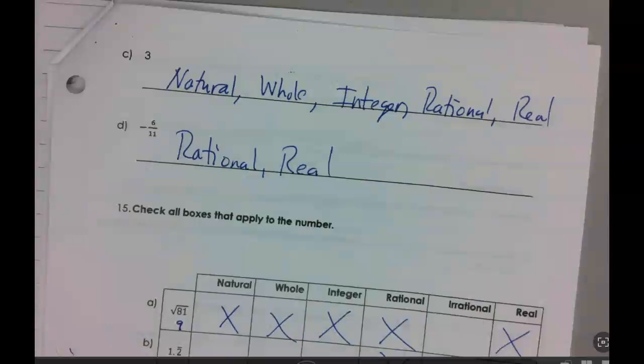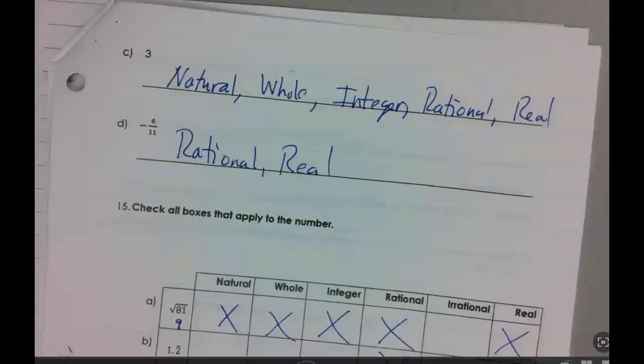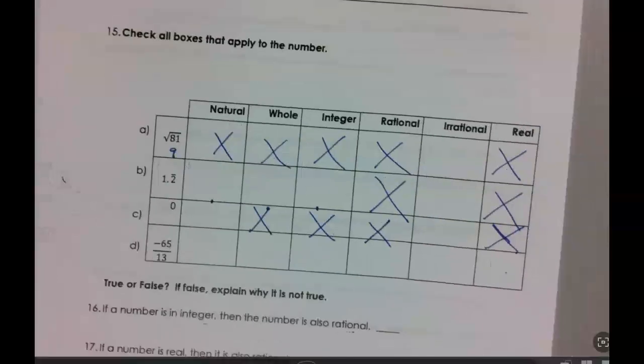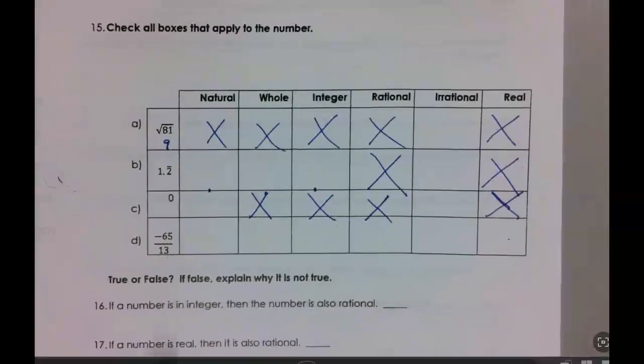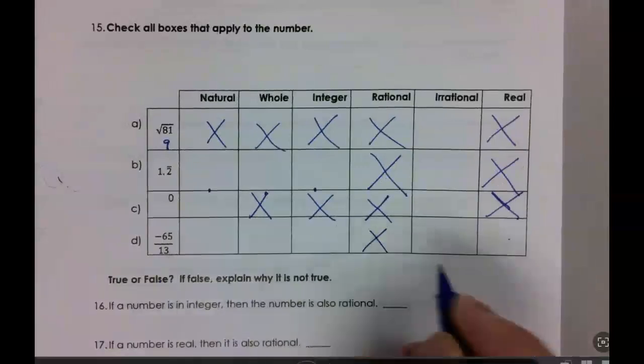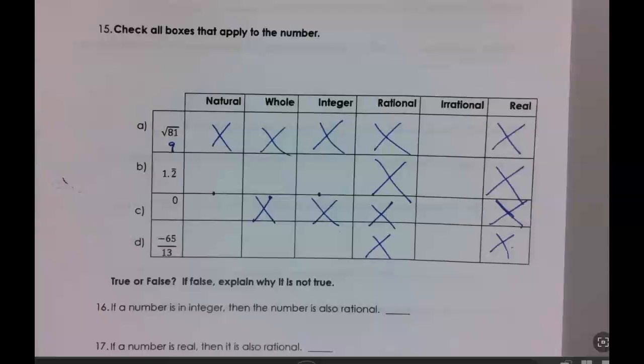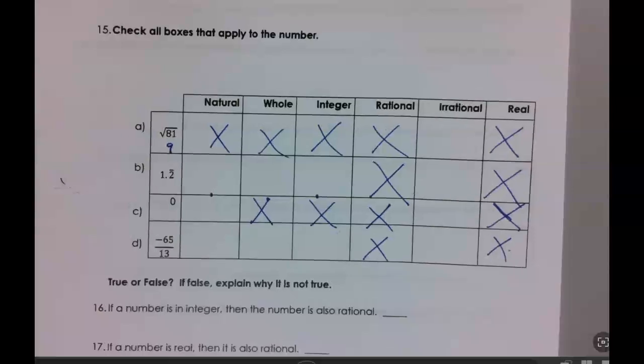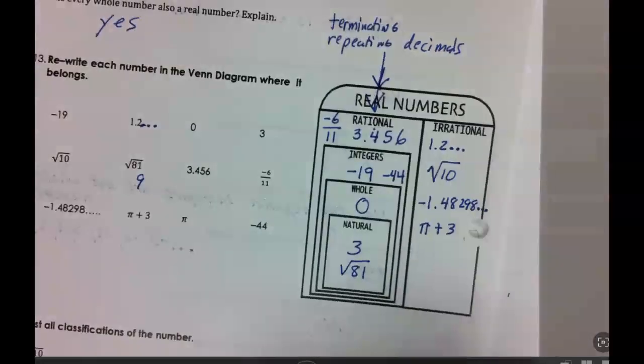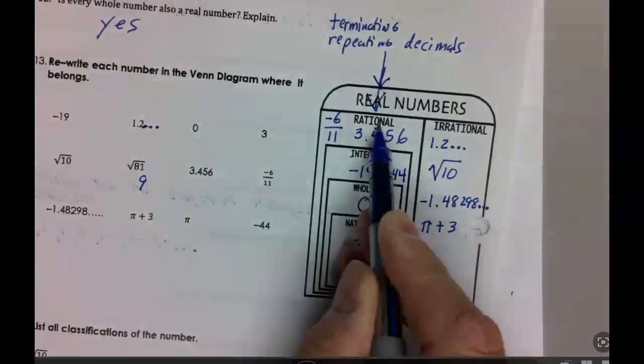Okay, what about negative 65 thirteenths? What is that? It's rational, and what else? Real. Can't be these because natural, whole, and integers aren't fractions, are they? Or decimals. If a number is an integer, then the number is also rational. True or false? That's true, yeah. Correct? Look, right here. If it's an integer, it has to be what? Rational, correct?